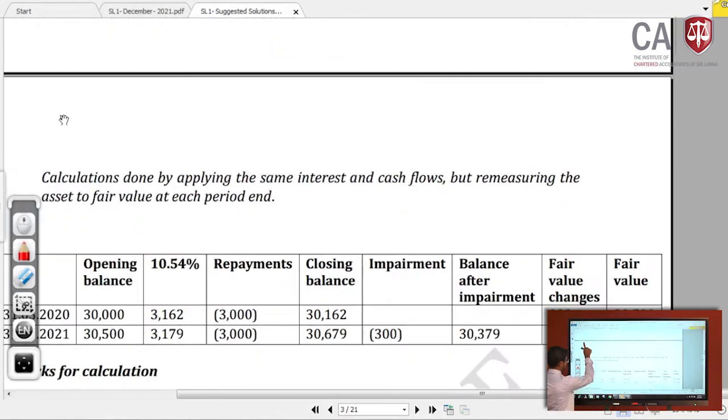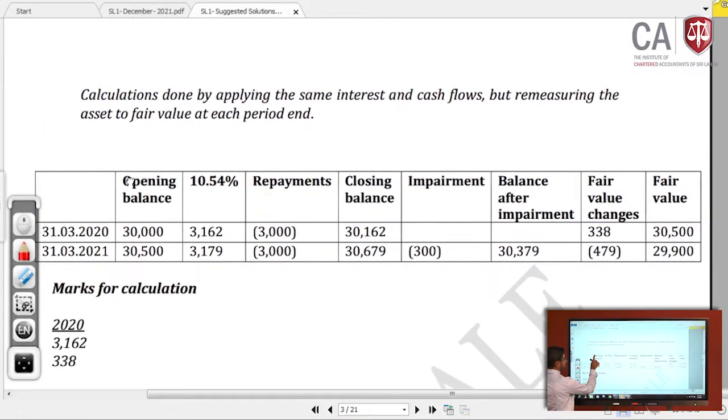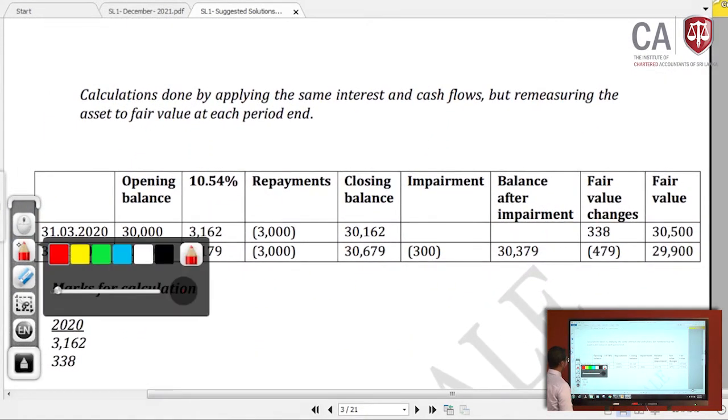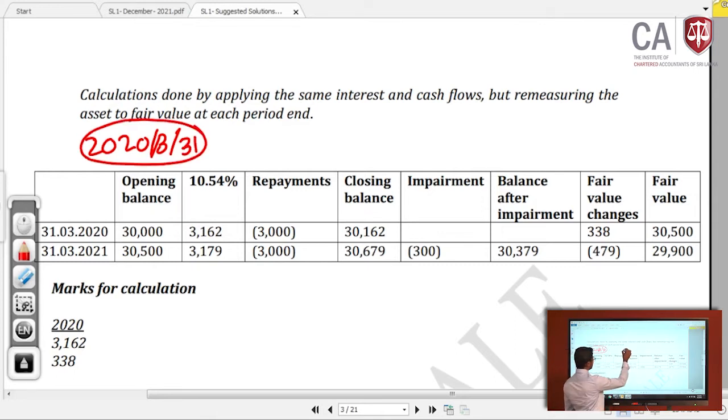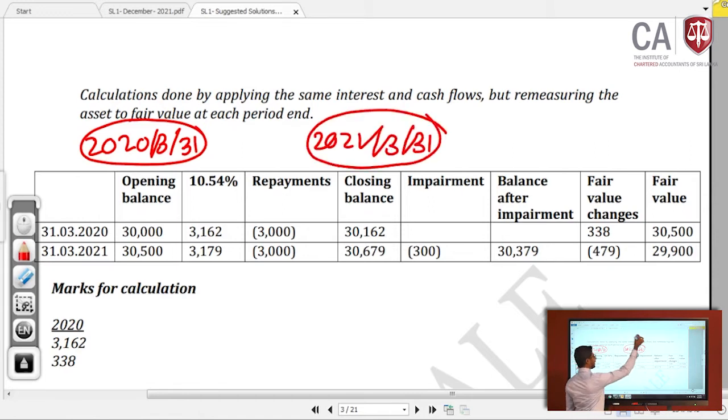So moving forward, right, now the real measurement comes now. Okay, now student, what is happening? Now we know what is the interest income to be recognized, but what they are asking is, in 2020 March, what value should be reflected in the balance sheet or the statement of financial position. 2021 March 31st, what balance should be reflected in the statement of financial position, right?